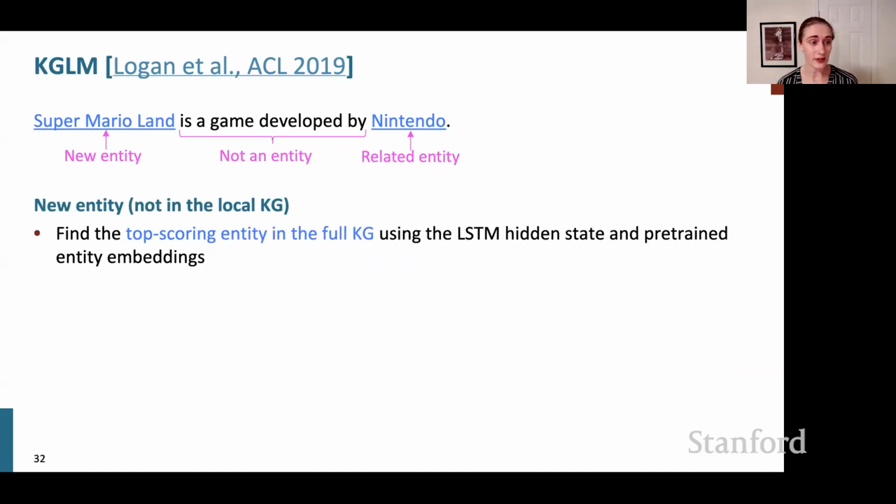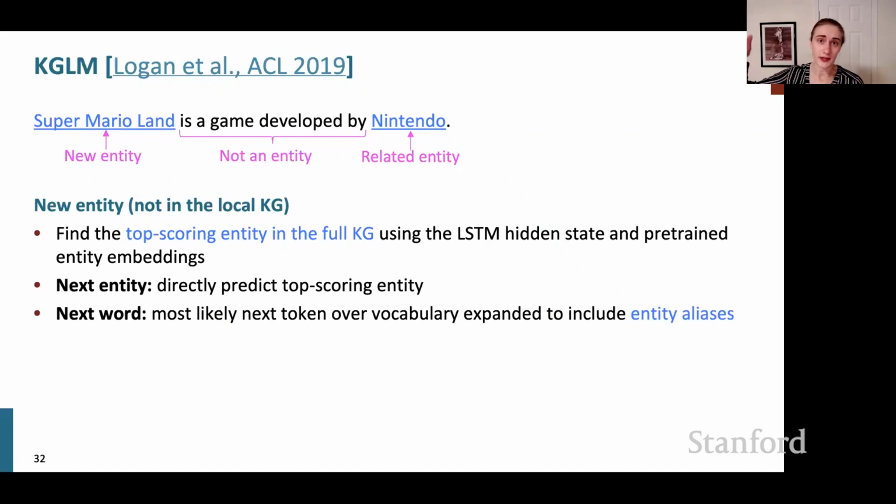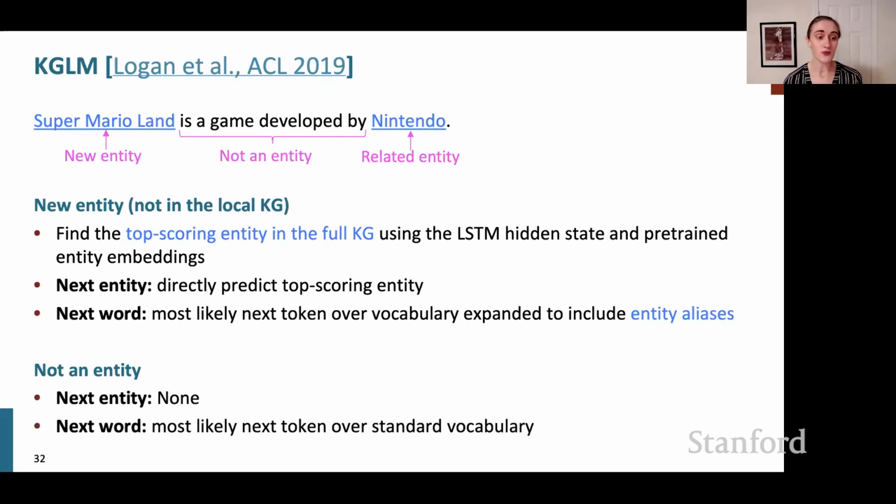So the new entity case is a bit simpler. This means that the entity that you're predicting is not in the local knowledge graph, so you're not getting any signal from this local knowledge graph that you've been building up. And all you want to do is find the top scoring entity in the full knowledge graph, and you can do this using the LSTM hidden state and pre-trained entity embeddings, similar to how we found the score for the top parent entity. Your next entity will just be the top scoring entity out of the full knowledge graph. And then your next word is once again this vocabulary expanded to include aliases of that entity. The not an entity case is the simplest. You just revert to a normal LSTM. You don't have a next entity to predict, and your next word is just the most likely next token over your normal vocabulary.